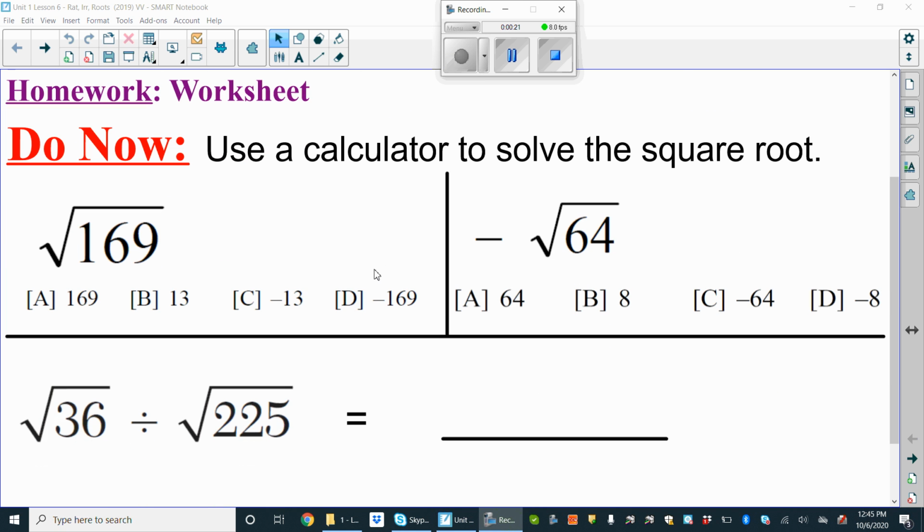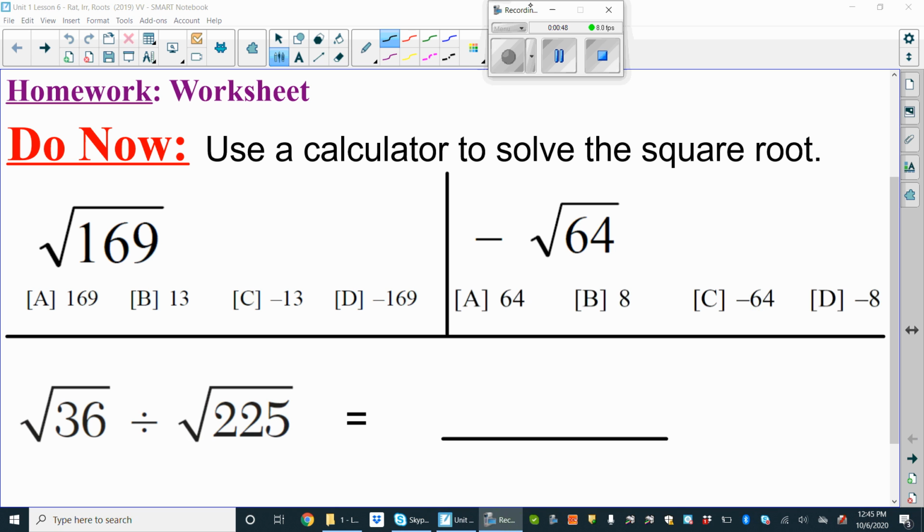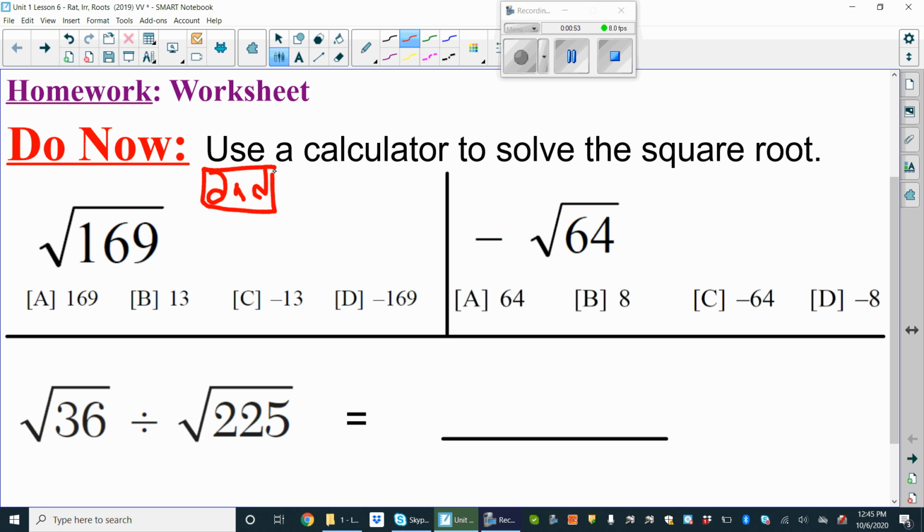So the first question we have is to use a calculator to solve for the square root. You all have your graphing calculator. In order to type in the square root, you're going to hit the second button and then the x squared button, because above the x squared you'll see the square root symbol. Then you will type in your number and you should get 13.